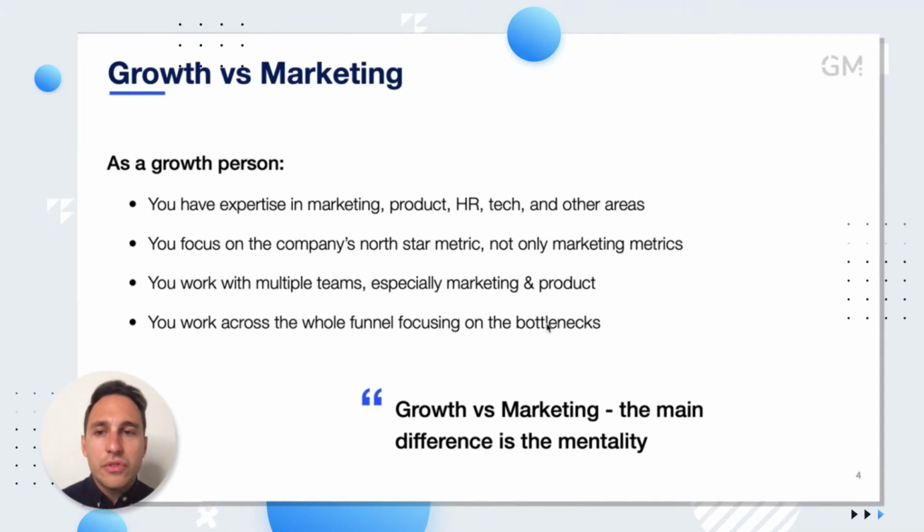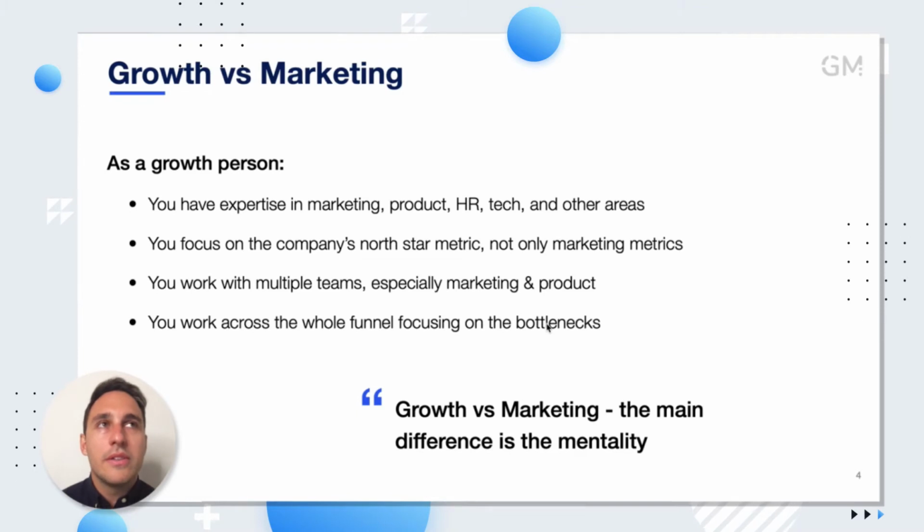Now, the major difference is really the mentality. So I think the mentality differs in terms of, okay, this is my job. Let's say I'm a content marketer, so I just produce content, push it out on a blog, everything's fine. As a growth person, you're doing it a little bit differently. So you're generally looking at a company's North Star metric.